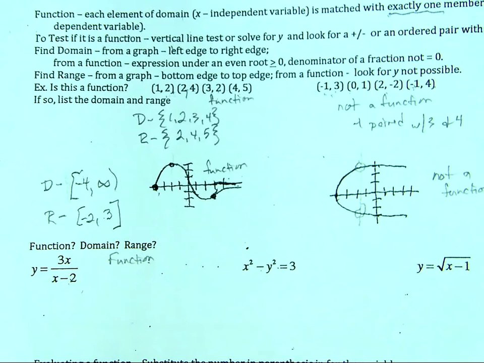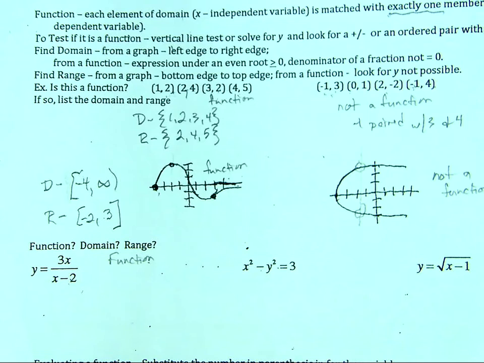Well, for the domain, what you do is say, we know the denominator of a fraction can never be 0. So we say that x minus 2 cannot be 0. And then we solve that. If we add 2 to both sides, that means x cannot be equal to 2. That's our domain. And it's usually okay to just write it like that.